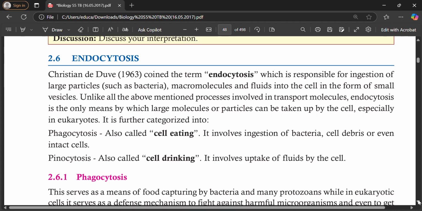It enters through a process called endocytosis, which includes phagocytosis, better known as cell eating. It involves ingestion of bacteria, cell debris or even intact cells. Then we have pinocytosis, which is cell drinking, involving uptake of fluids by the cell.